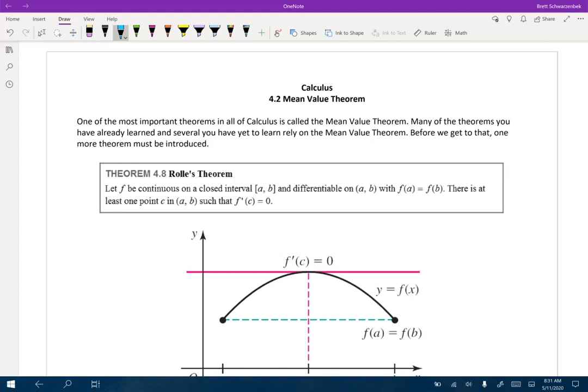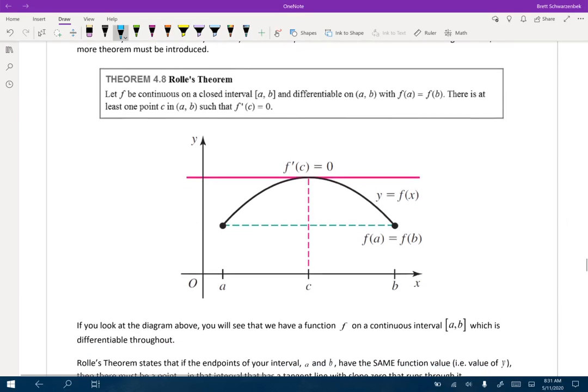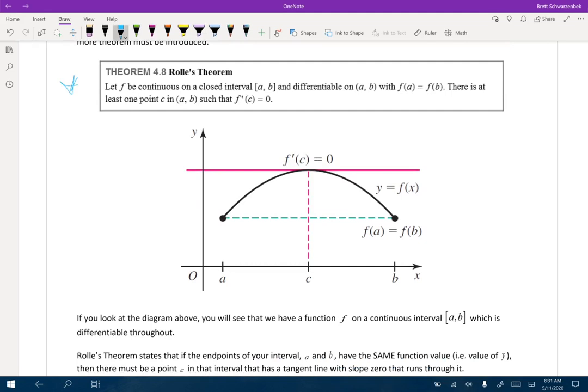This is the 4-2 notes for Calculus 1. We are going to be covering two important theorems in this section, so let's get right into it. Theorem 4.8 from your textbook.